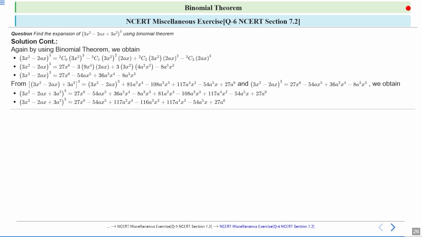Finally, we obtain (3x square minus 2ax plus 3a square) whole cube equal to 27x to the 6 minus 54a x to the 5 plus 117a square x to the 4 minus 116a cube x cube plus 117a to the 4 x square minus 54a to the 5 x plus 27a to the power 6. Okay, so this is our final answer. So I hope this question is clear to all of you.